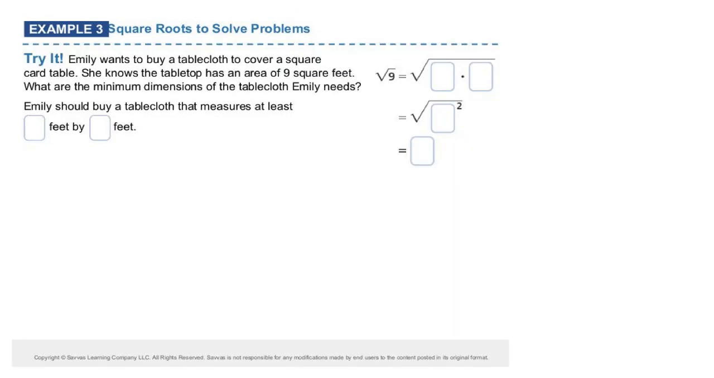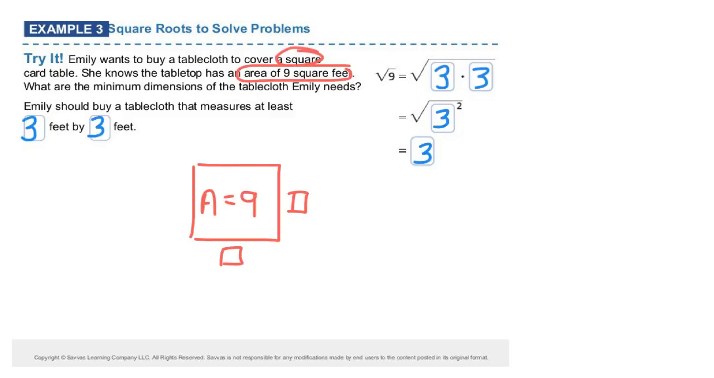This is a try it on the bottom of page 29. I want you to go ahead and finish it. Pause me while you're working and come back when you're ready to check. I filled out their boxes, but I think we could have done it just as easily with a picture of a square. Something times something makes 9. It's a 3 by 3 tablecloth.